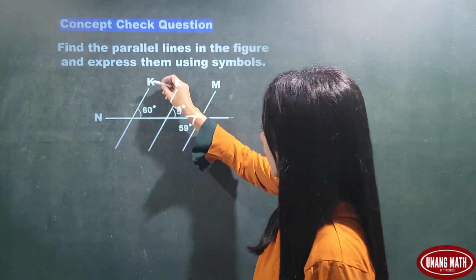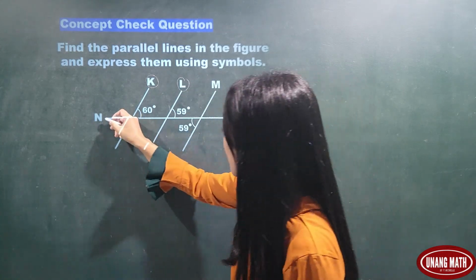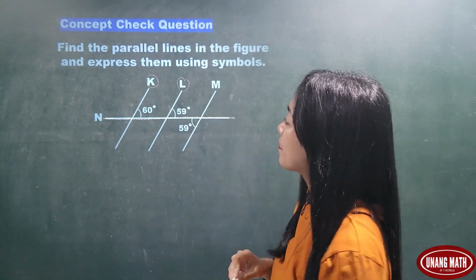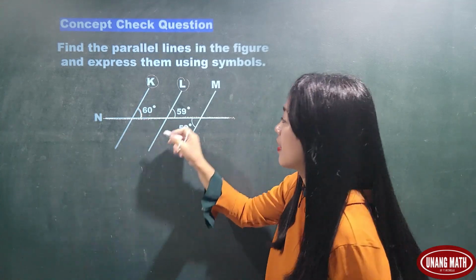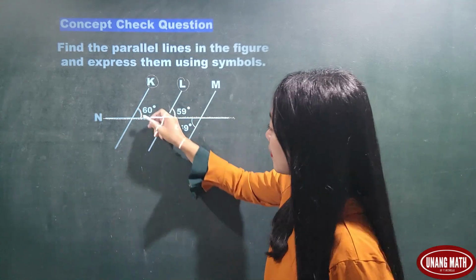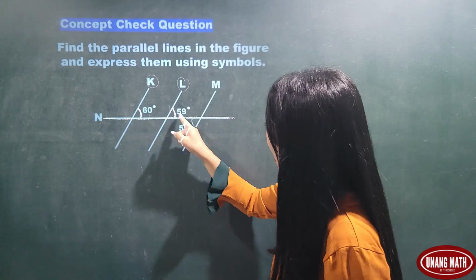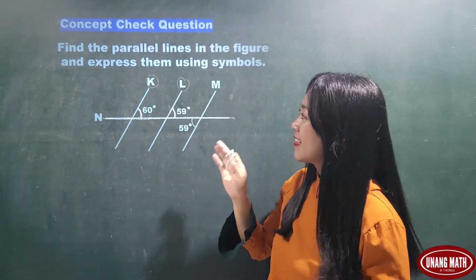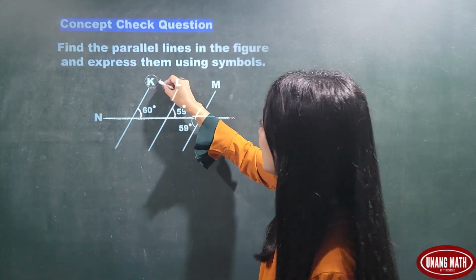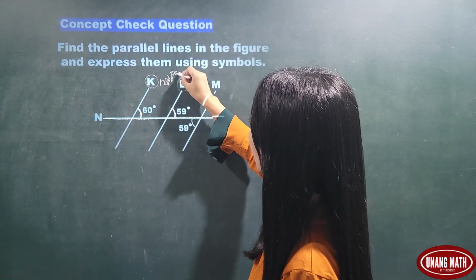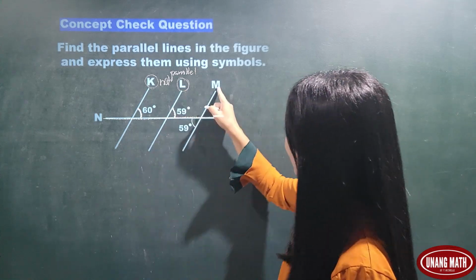Let's find out if line K and line L are parallel lines. Our transversal is line N. It's given that this angle measures 60 degrees. This is 59 degrees. This angle and this angle are corresponding angles. They have different measures. Then that means line K and line L are not parallel lines.